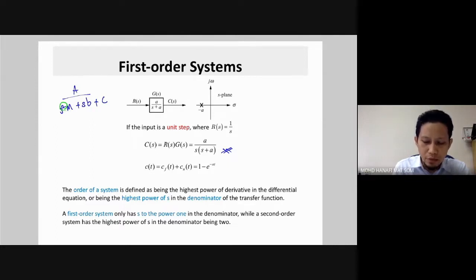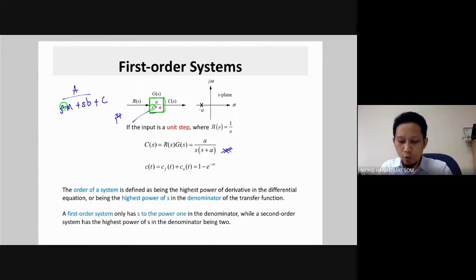In this case, we have G(s), so G(s) is A over S plus A. So the highest power of S in the transfer function G(s) here is 1, S to the power of 1. So the system is a first order system. A first order system only has S to the power of 1 in the denominator, while a second order system has the highest power of S in the denominator being 2. Okay, this is what I explained just now.